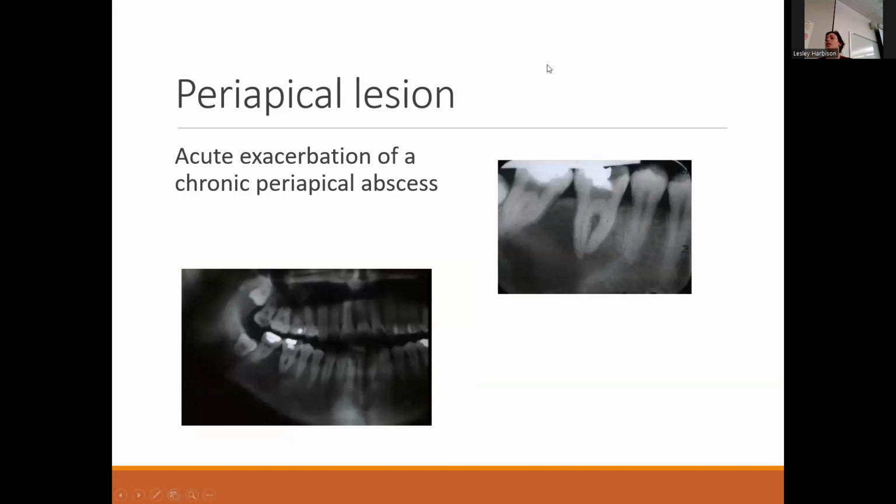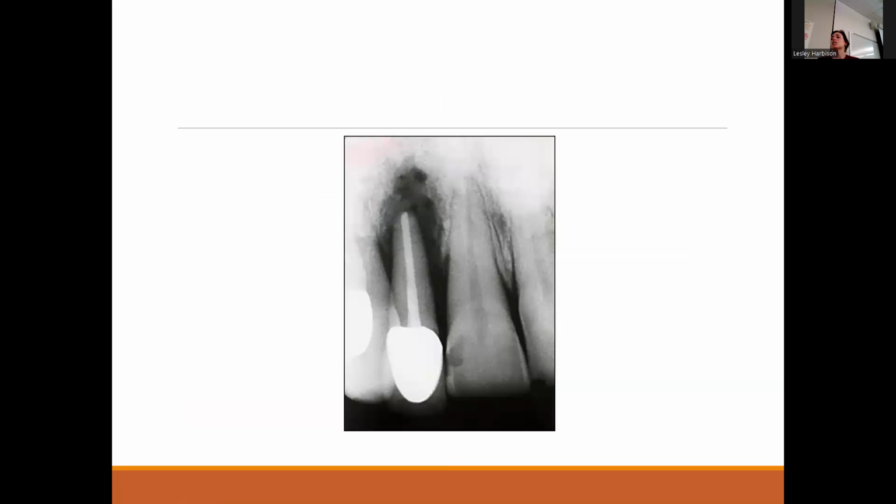Periapical lesion, acute. Oh, this is the same thing. So this is just a very large area in there where you can see there's lots of bone loss, a large radiolucent area. And this is connected to the picture from before, apparently. So here's just some more images of periapical lesions. You can just see the radiolucency.